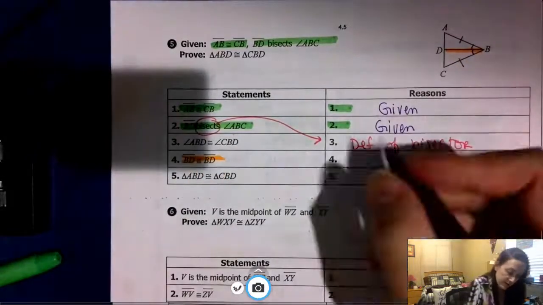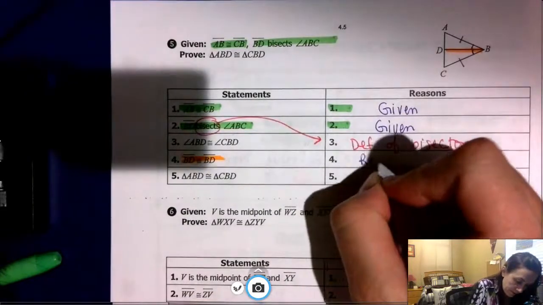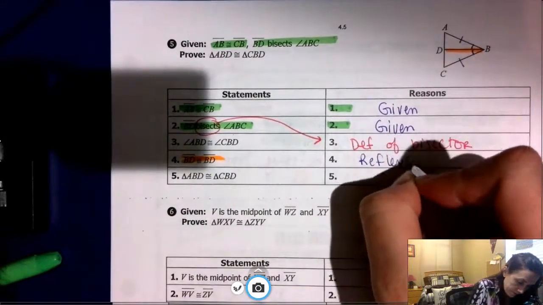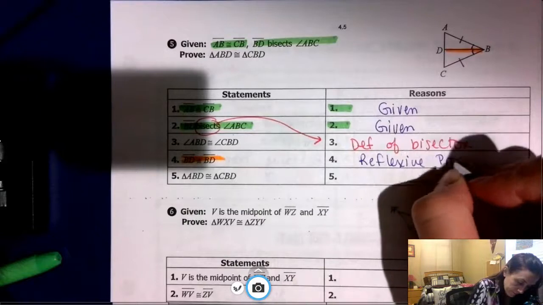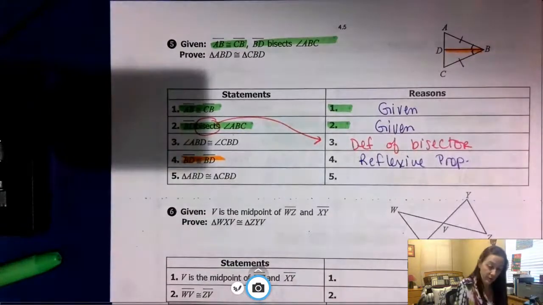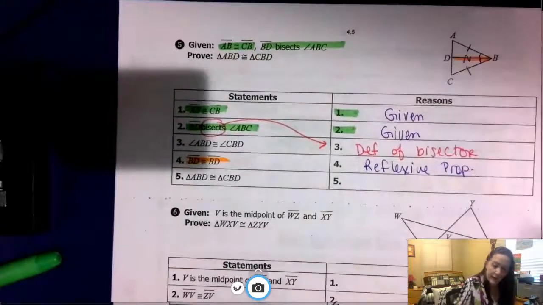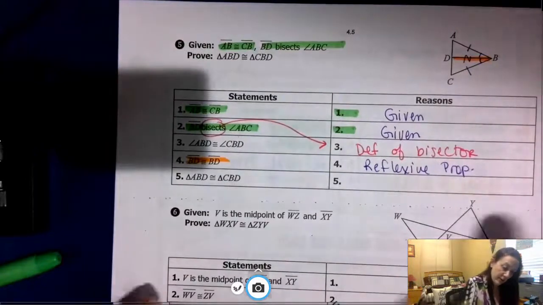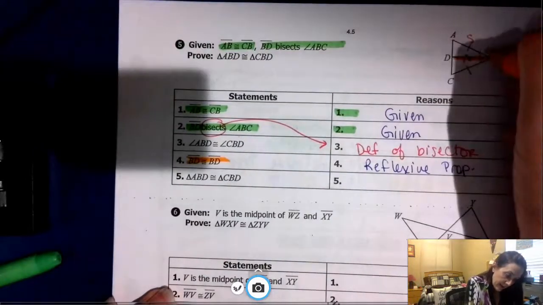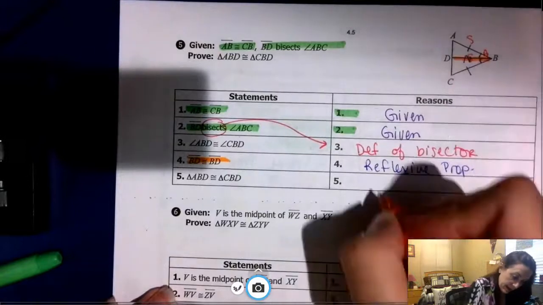Whenever something equals itself, it's my reflexive property. Now, do I have enough information? I like to put the letters in here just to verify that I have a side, an included angle, and a side.